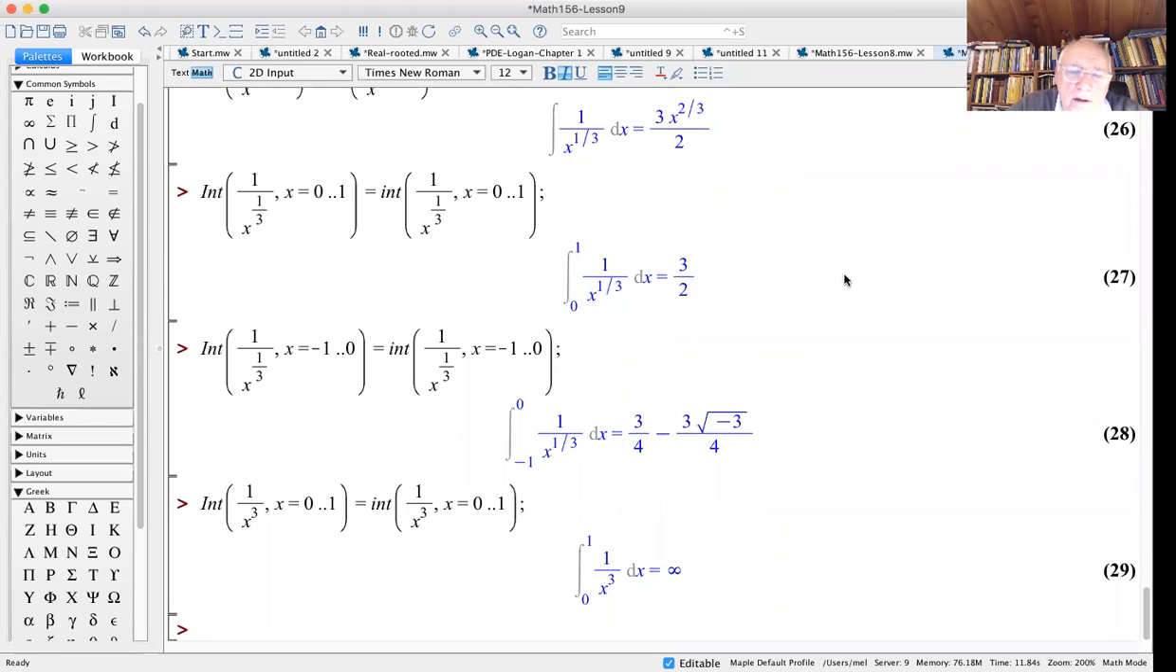So this is our lesson for today: improper integrals and partial fractions. In the next lesson, we'll look at infinite series and Taylor series, Taylor polynomials, and then we'll do some differential equations. That's basically the rest of the syllabus. Okay, that is it for now.